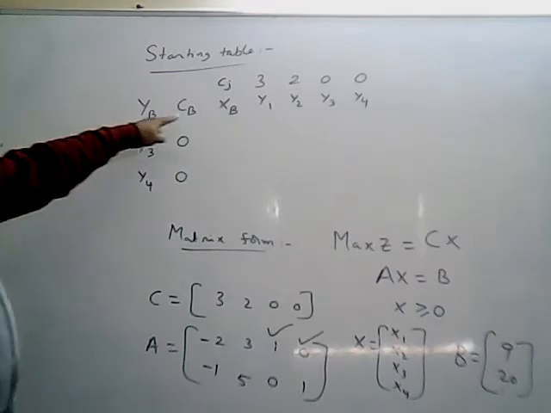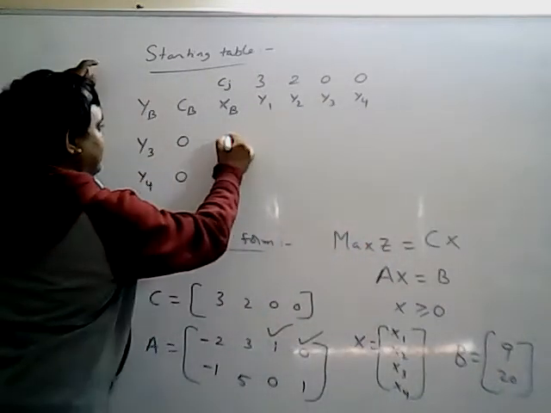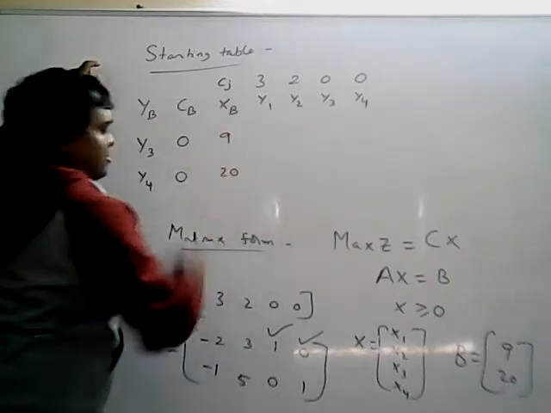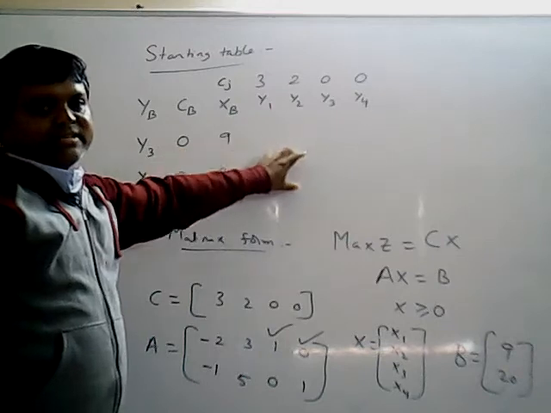Next, the B matrix. What is your B matrix? 9 and 20. Next, the representation of the A matrix: you have to copy the A matrix as it is.